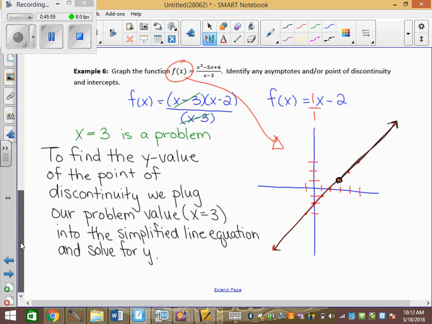So what's my simplified equation? Which one of these is a simplified equation? x minus 2. So f of x is the same as y, right? So we have y equals x minus 2. And I know x equals 3. So y equals 3 minus 2, so it equals 1. So my point of discontinuity, if they ask me for it, my P of D is at (3, 1).